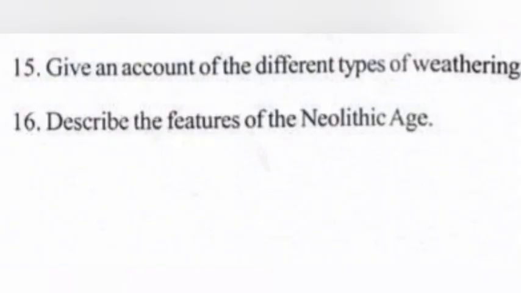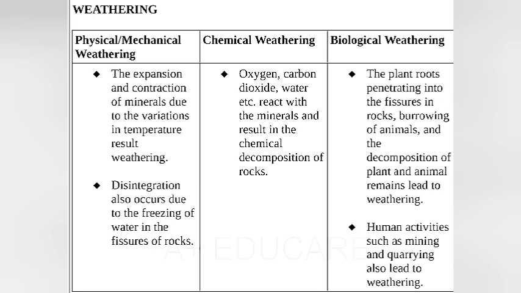15. Give an account of the different types of weathering. Answer: weathering. Physical or mechanical weathering. The expansion and contraction of minerals due to the variation in temperature result in weathering. Disintegration also occurs due to the freezing of water in the fissures of rocks.